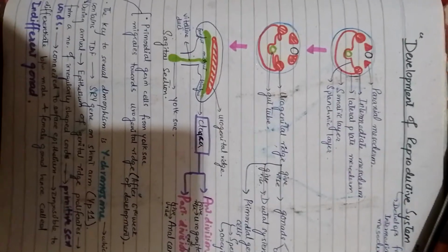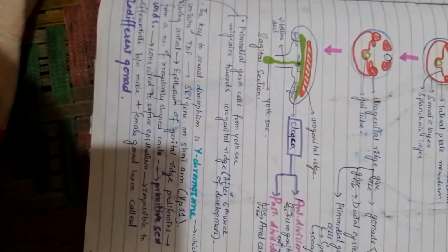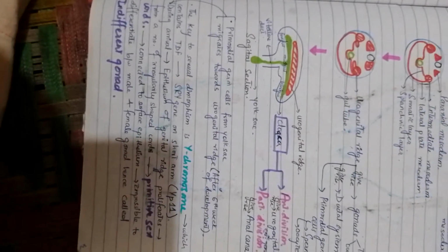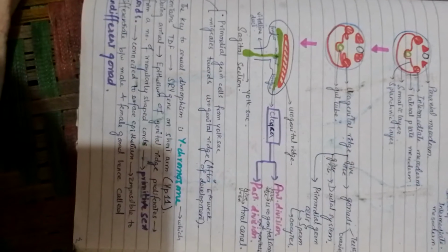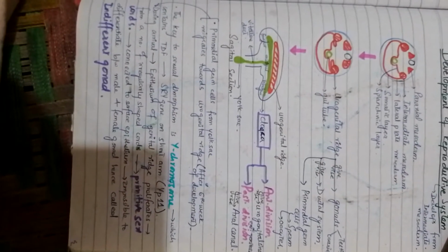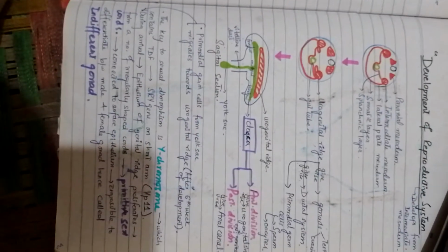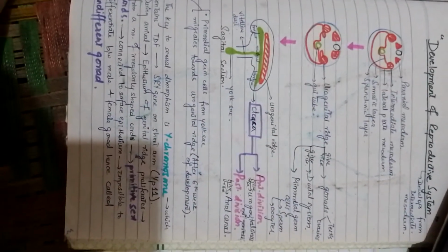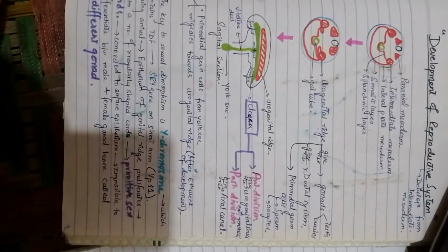Also, one important point: the key to sexual dimorphism is the Y chromosome, which contains the testis determining factor. The Y chromosome in males is the sign of the male baby, and it contains the SRY gene on the short arm of the chromosome, at Yp11.